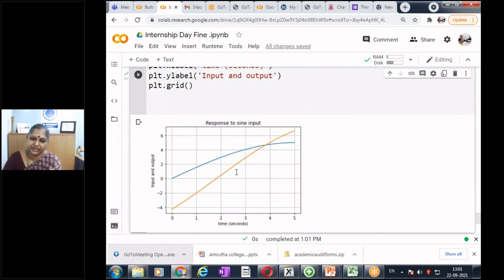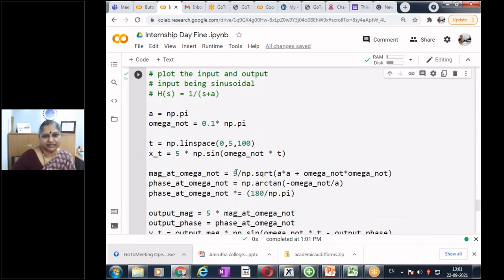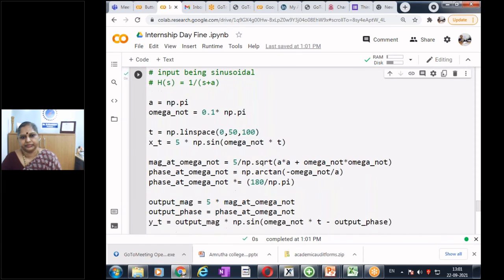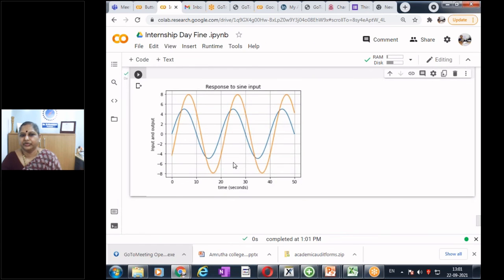The frequency is very less. See now what happens. It's very slow, so there's less difference.